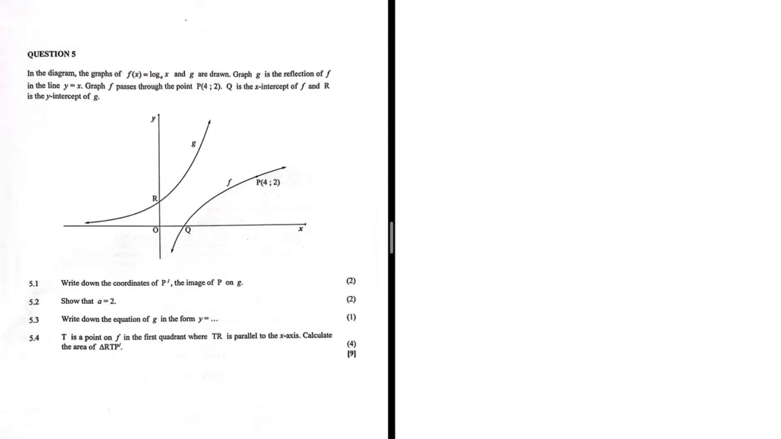Write down the coordinates of P prime, the image of P on g. Let's go ahead and take a look and see what is happening. So in the diagram, the graphs of f of x is equals to log of x base a and g are drawn.